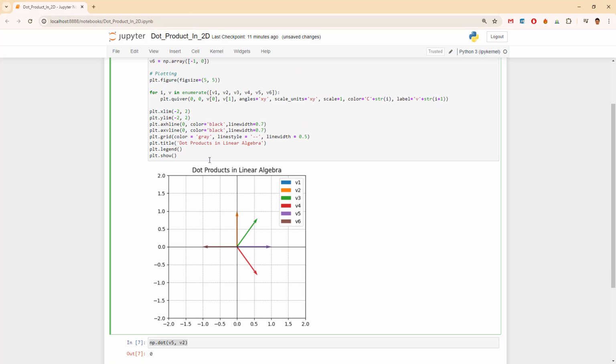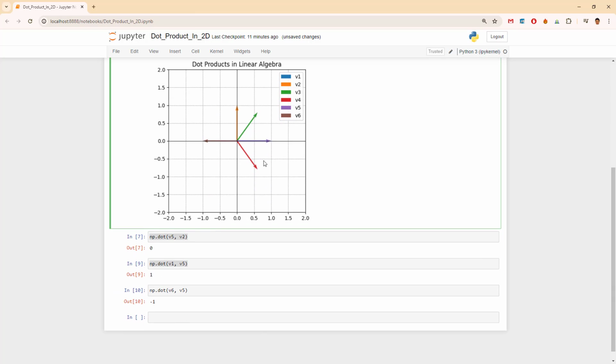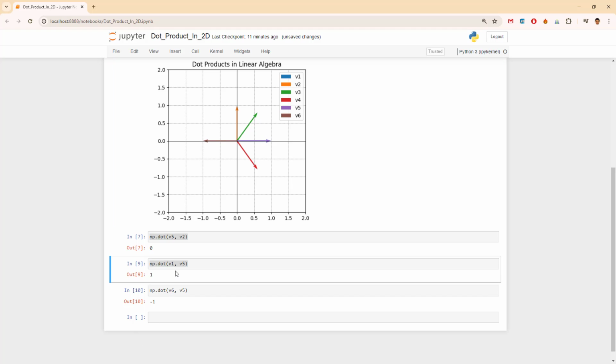So how do we actually calculate this dot product? That's a really good question. In order to answer it, let's see the dot product between the green and the red one, which are vector 3 and vector 4.